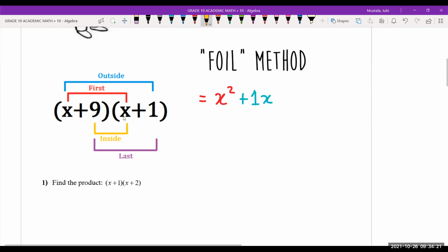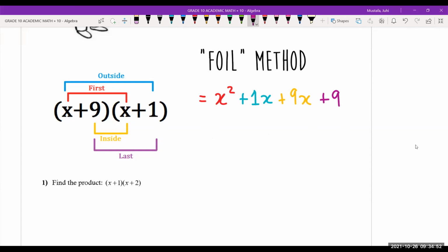Then we're going to multiply the I with the inside numbers, which you can see in the yellow. What is positive 9 times x? Plus 9x, good. And then our last is in purple, positive 9 times positive 1, which would be positive 9. Good. So first, outer, inner, last. I tried to color code it so it keeps with the picture, and hopefully that helps you guys see it a little bit more. Are we done with this question?